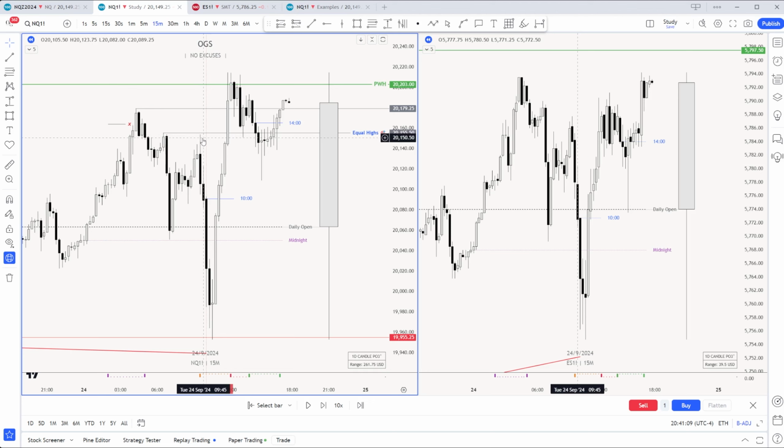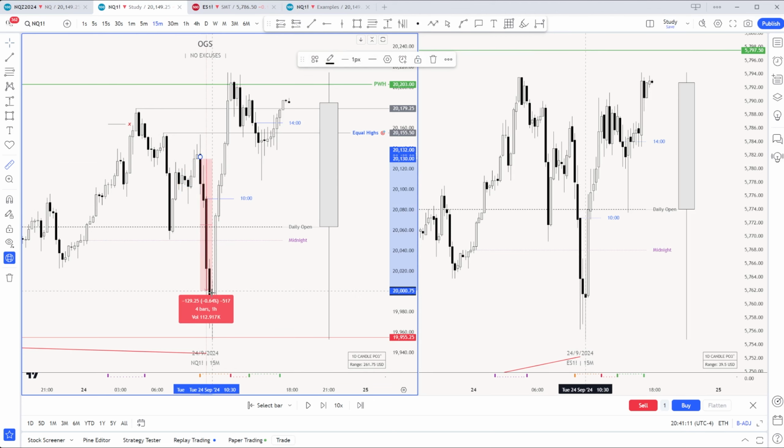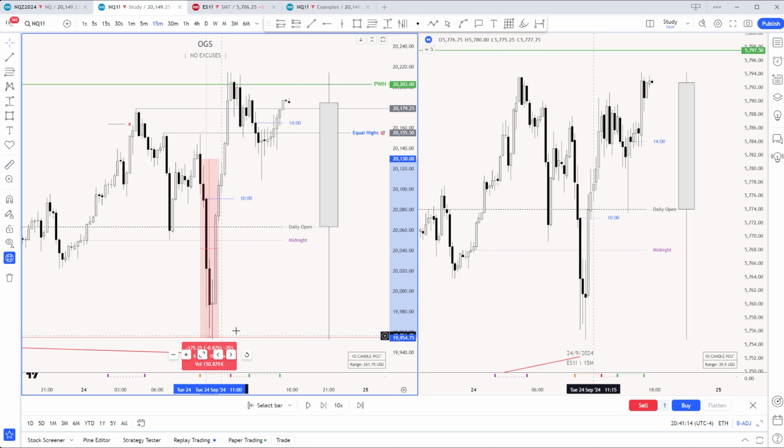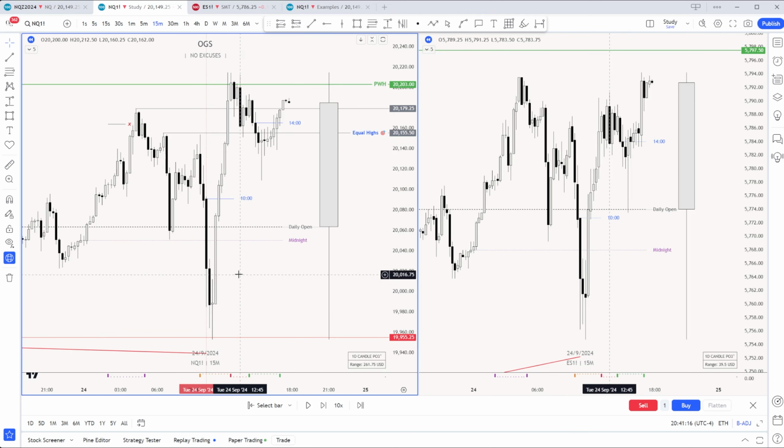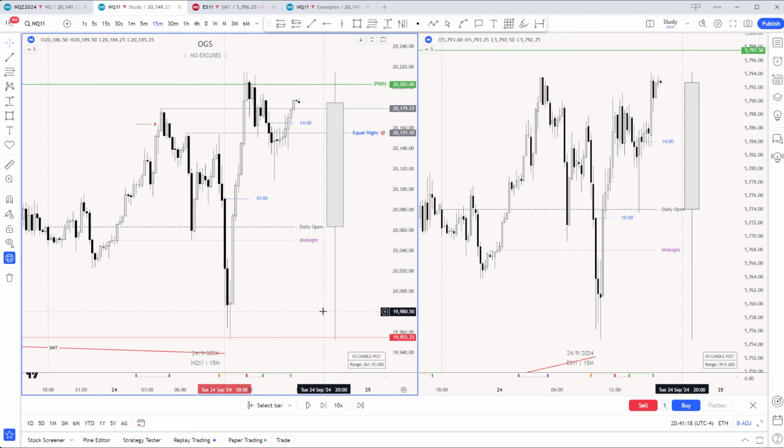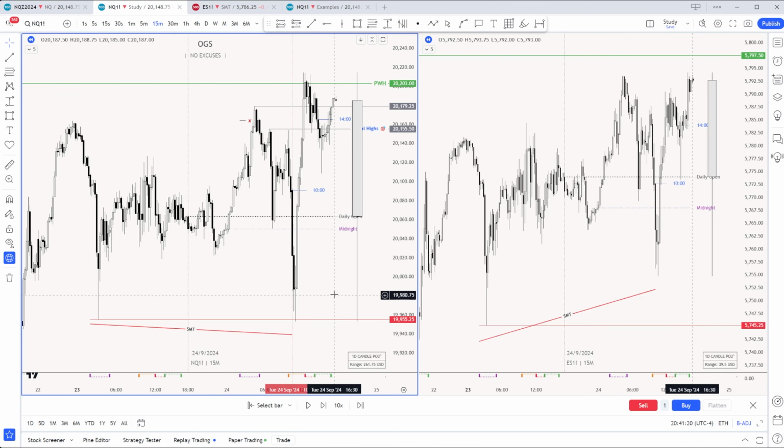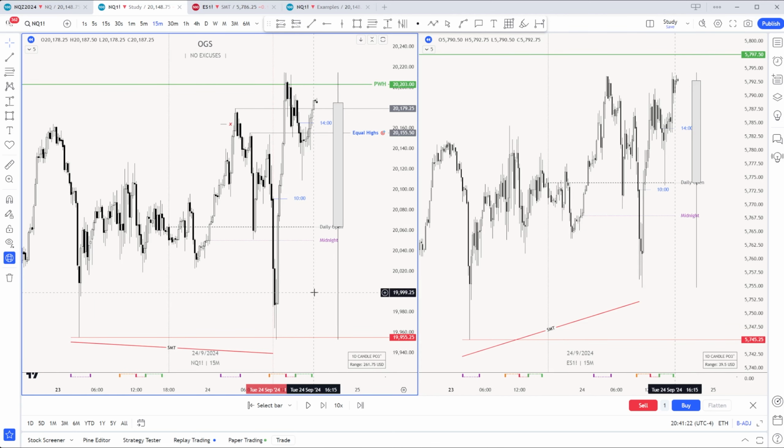What do I need for a long, right? How do I decide where in this almost 200-point move do I start looking for a long so that I don't get stopped out 2,000 times? It's very simple. Whenever we reverse, I need SMT. So that's step number one, right?